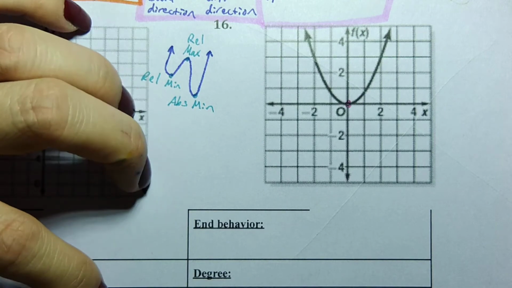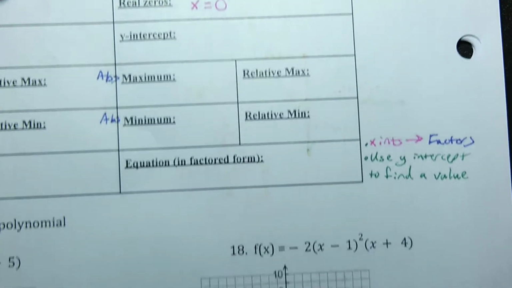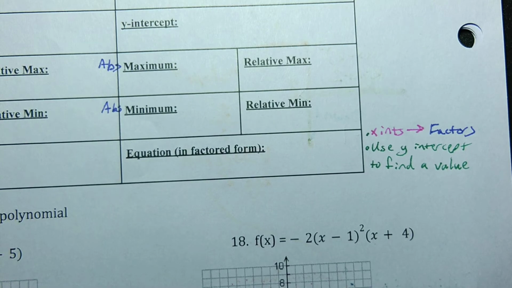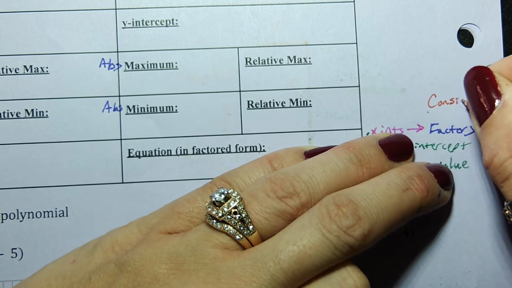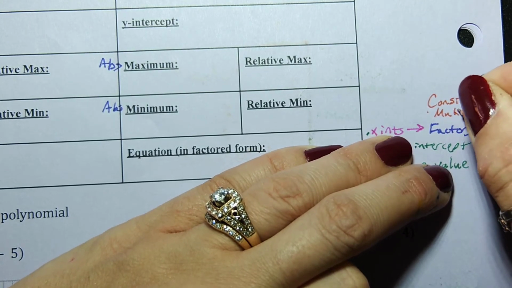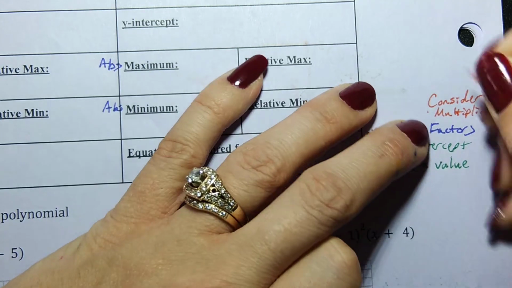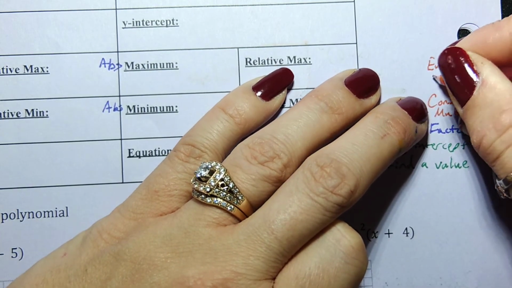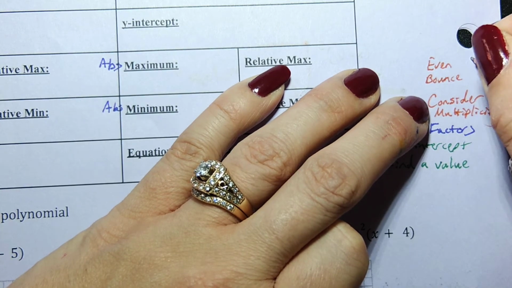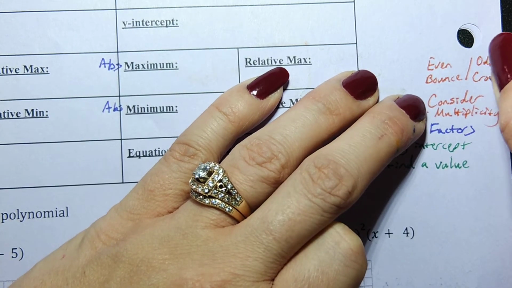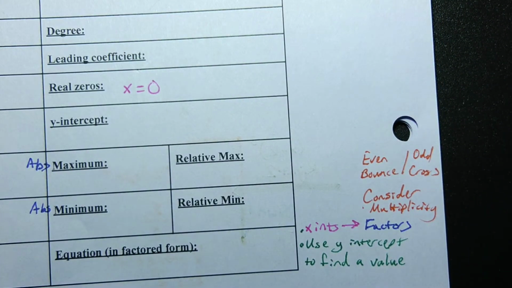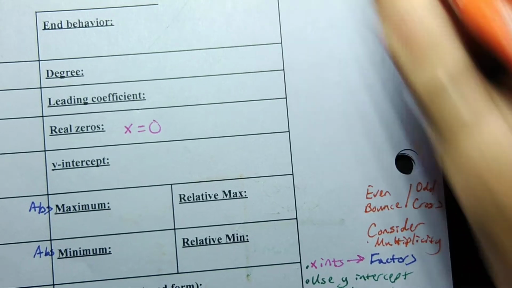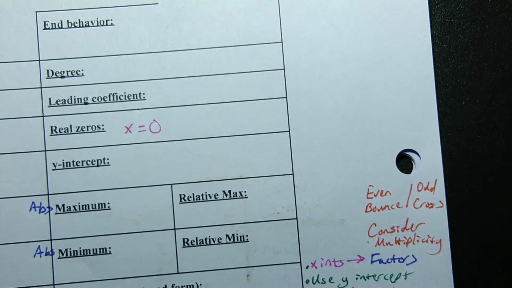Now, when we go to write this in factored form, in addition to considering the root itself, we also have to consider multiplicity. If it is even, it bounces, and if it's odd, it crosses. So going back up to that graph, what are we doing at that x-intercept of 0? That's a bounce. So that means our multiplicity is 2.